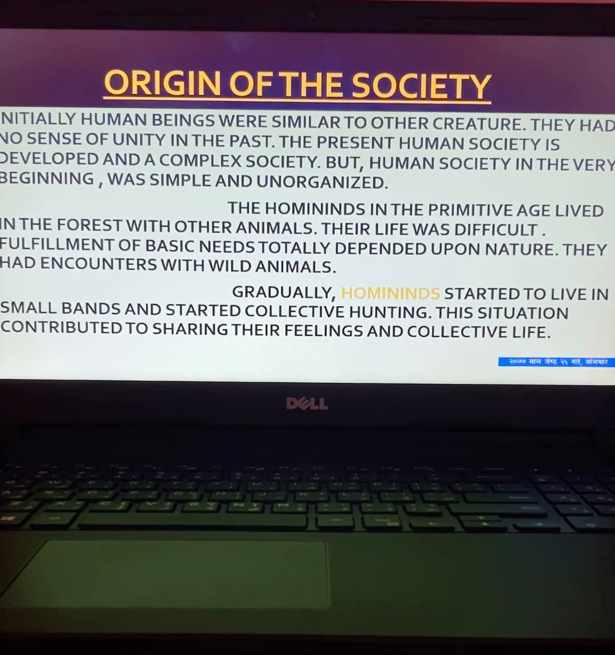We are the hominins, and the hominins started to live in small bands, meaning small groups, and started collective hunting. Collective means group hunting. This situation contributed to sharing their feelings and collective life. The feeling of we and the feeling of collective life started from the origins of society.